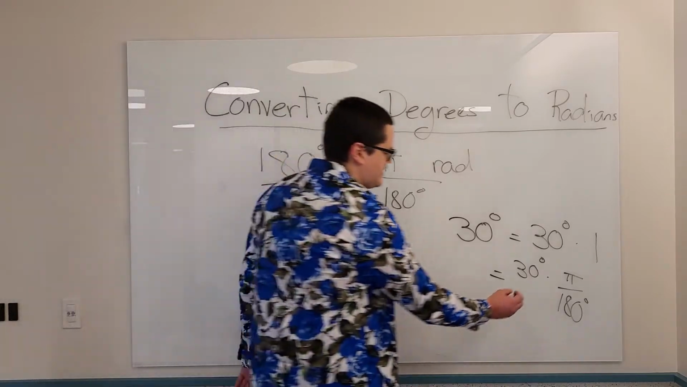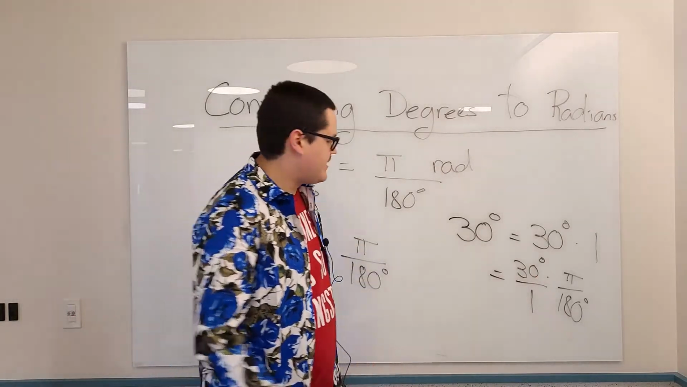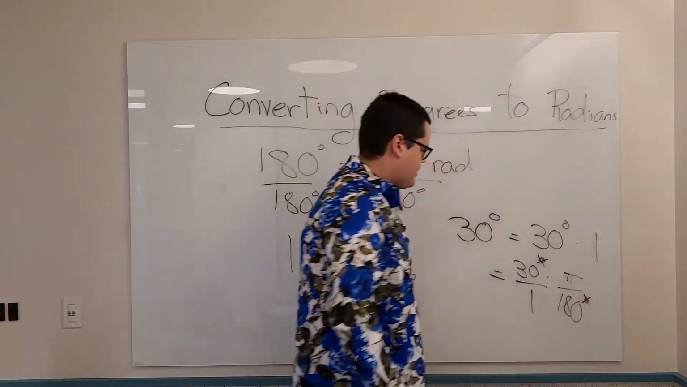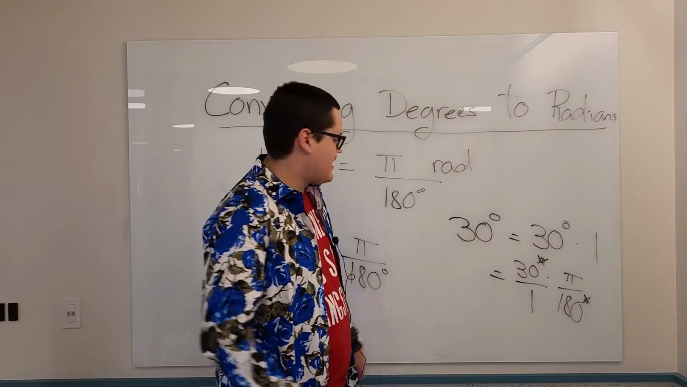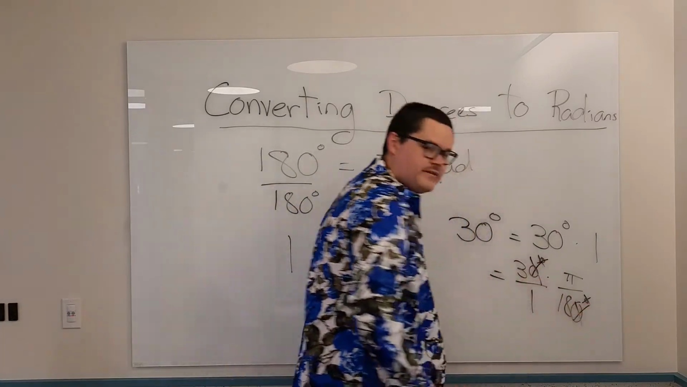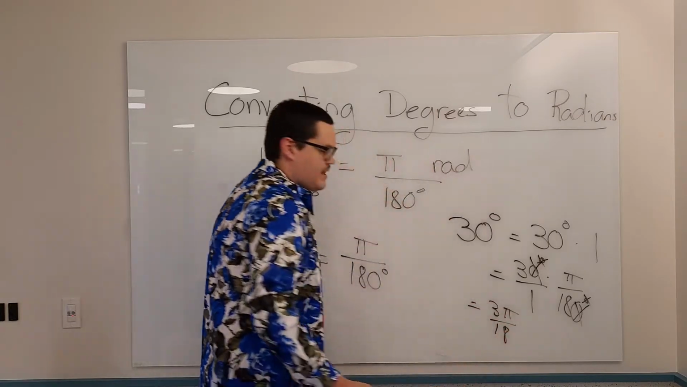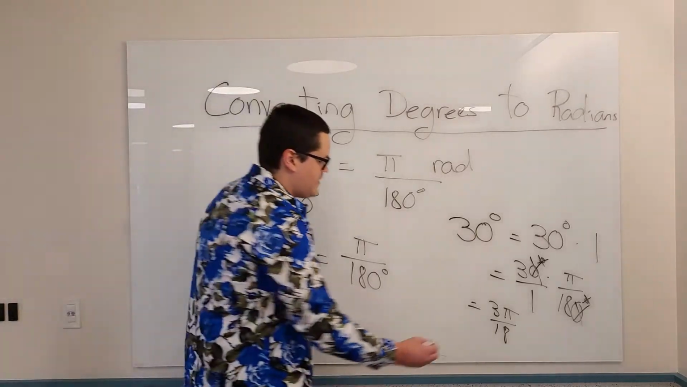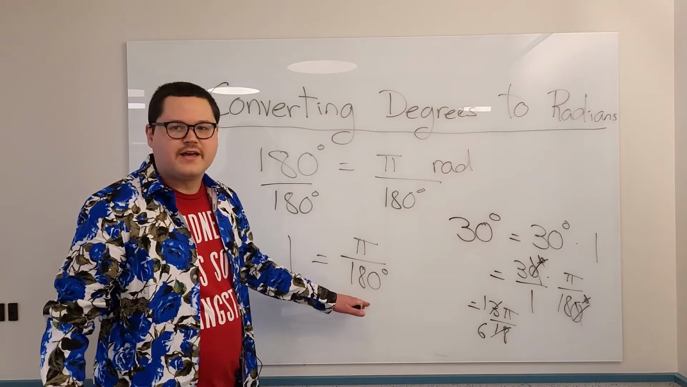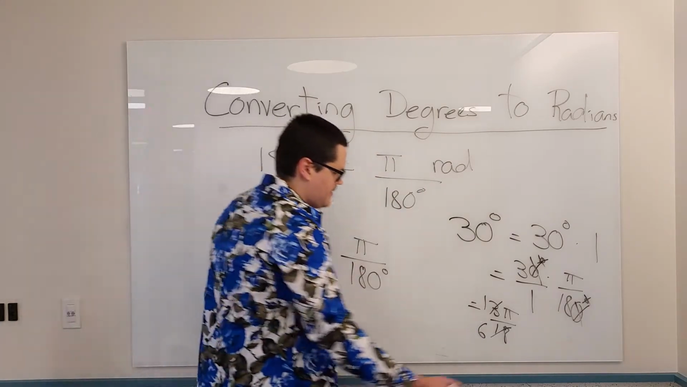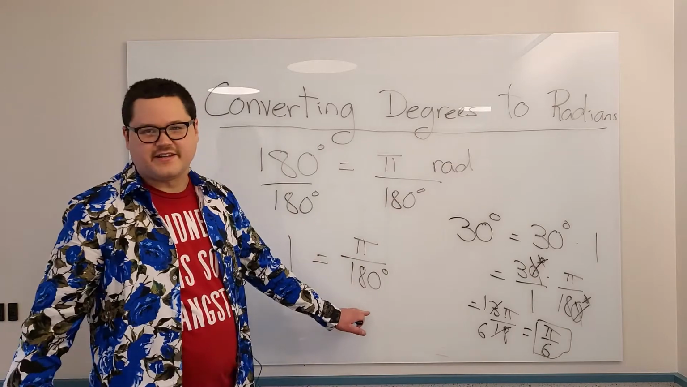Well, 30 degrees is itself over 1. We have degrees upstairs and downstairs, so those cancel out. They're gone. 30, so that's 3 times 10. 180 is 18 times 10. The 10s cancel, which means these zeros at the end cancel. So this is 3 pi over 18. And 3 goes into itself once. It goes into 18 6 times. So 30 degrees is pi over 6 radians. And again, you don't need to write radians at the end.